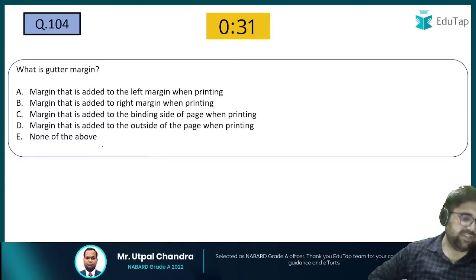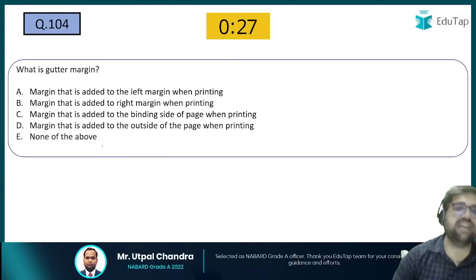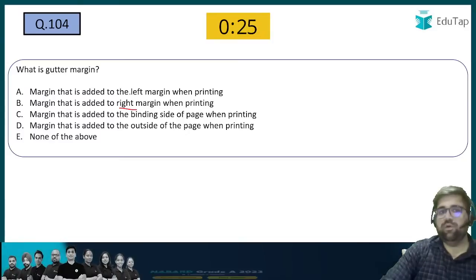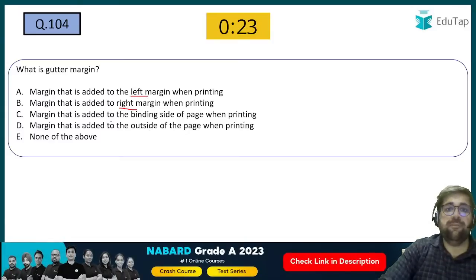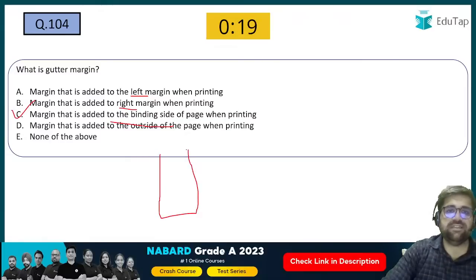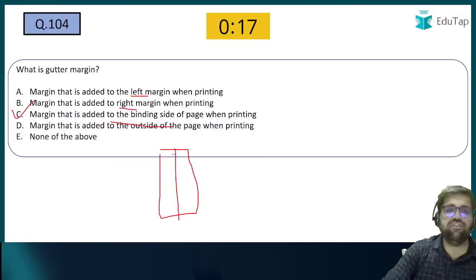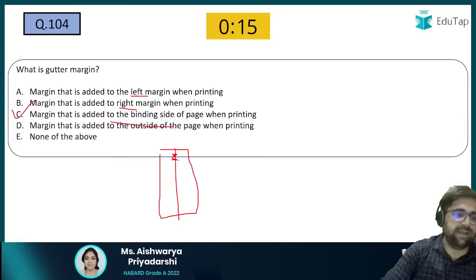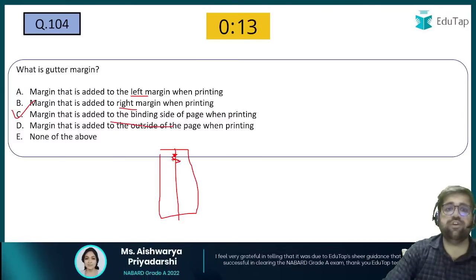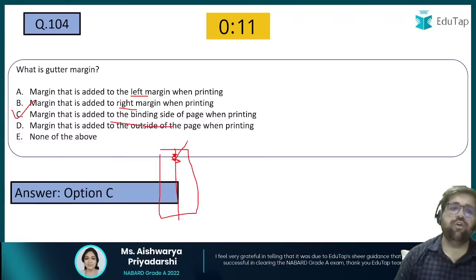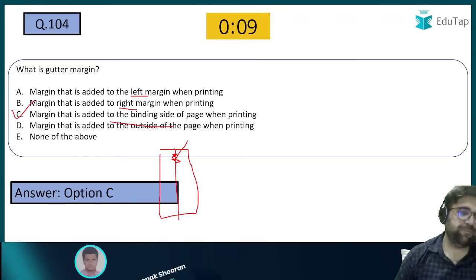What is gutter margin? Yes, the margin which is added to the right? No. Which is added left? No. Binding side of the page is the correct answer. Basically, if you are printing two pages, you will see a certain amount of space is left over here. So this is what we call gutter margin. So the right answer will be option C.